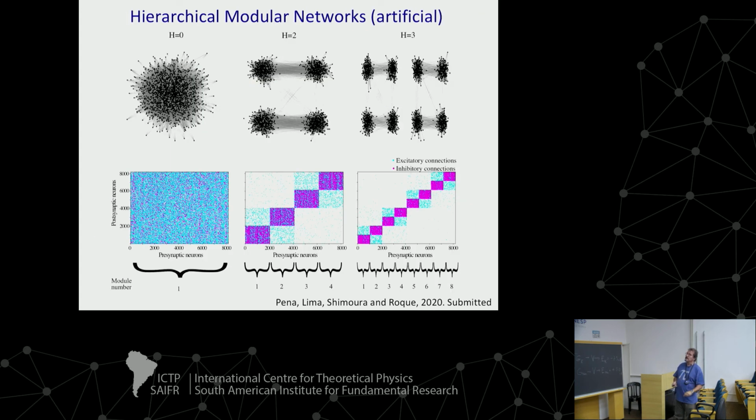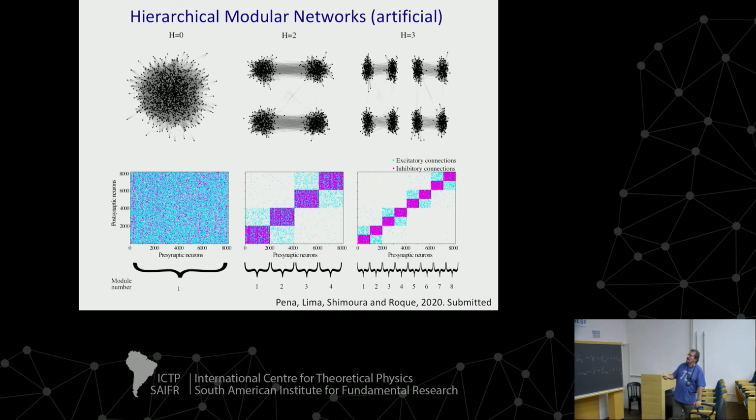Another model, just to finish, we are also studying hierarchical modular networks. We artificially construct hierarchical modular networks using an algorithm that we didn't invent, but we adapted it to our purposes. We start with a random network, which has hierarchical level 0. This is the adjacency matrix. Then we split into 2 hierarchical levels with, say, 2 modules each, and then 4 modules, and so on and so forth.